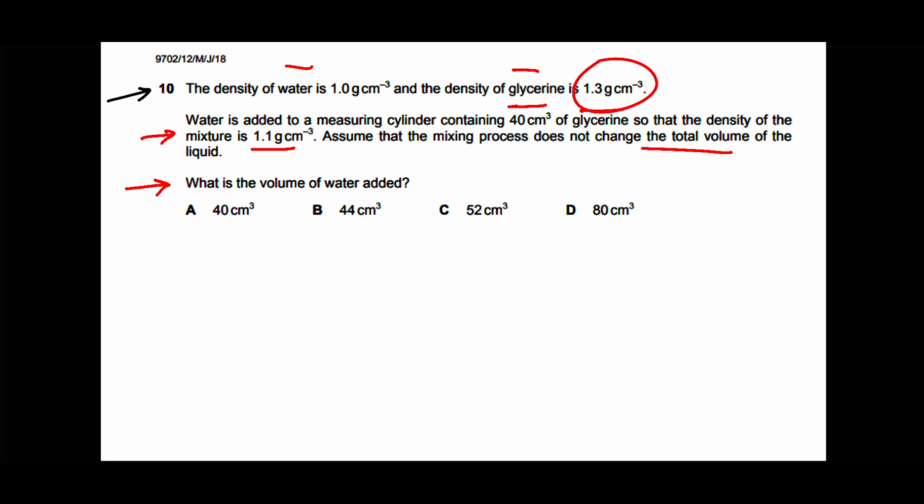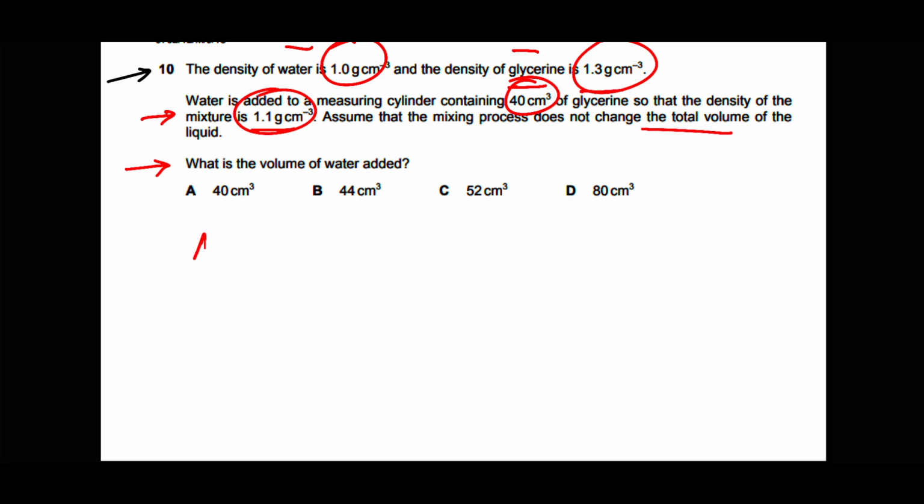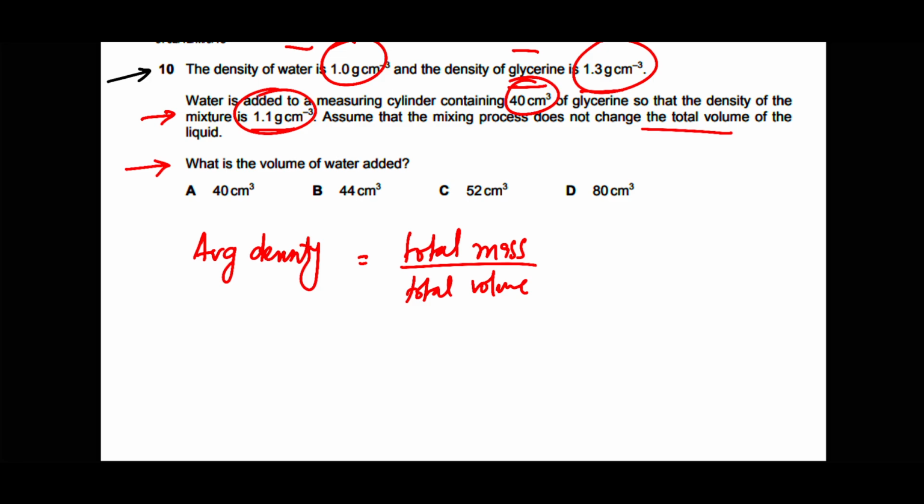So given the densities of water and glycerine, and the volume of glycerine, how much water should we add so the combined density becomes 1.1? That's the simple question. So the average density formula calls for the total mass contribution by both liquids divided by the total volume contribution by both liquids. For mass, we have density equal to mass over volume.